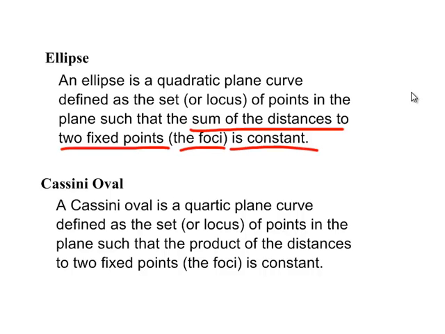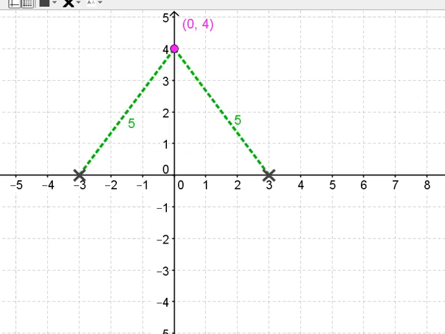We'll take a look at what that looks like in just a moment, but I want to immediately draw a contrast to how a Cassini oval is defined very similarly. But the big difference is that instead of the sum of the distances to two fixed points being constant, it'll be the product of the distances being constant. So let's see what all that means. Let me bring up GeoGebra here.